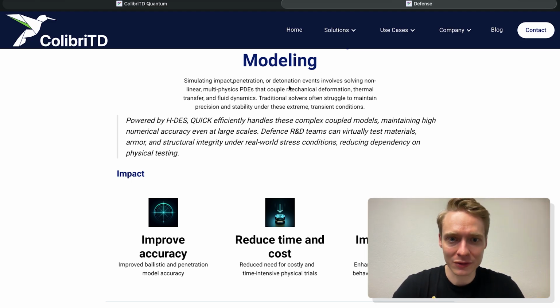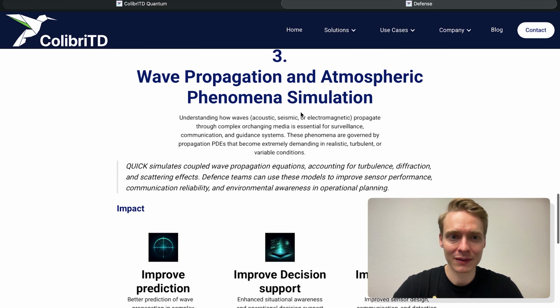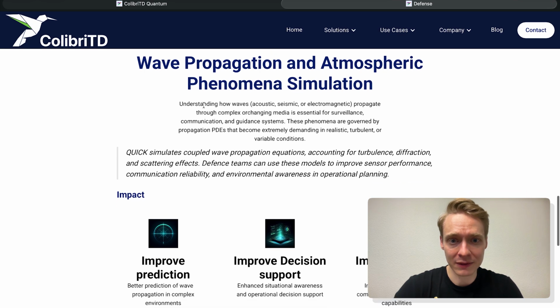Simulation of impact, penetration, or detonation events involves solving nonlinear multiphysics partial differential equations that couple mechanical deformation, thermal transfer, and fluid dynamics. Traditional solvers often struggle to maintain precision and stability under these extreme transient conditions. So this is about, let's say, impact, right? Like physical impact.